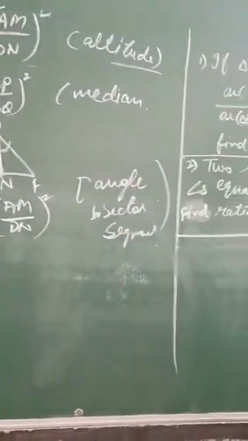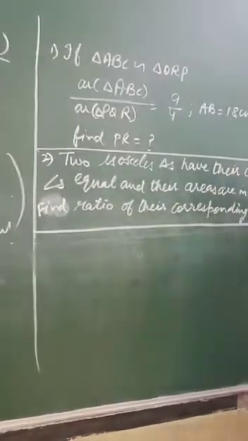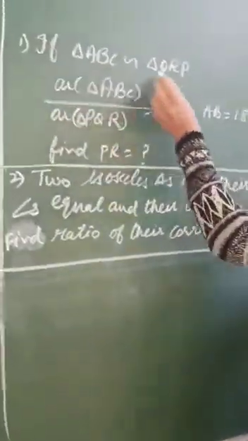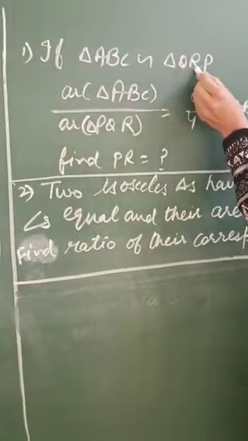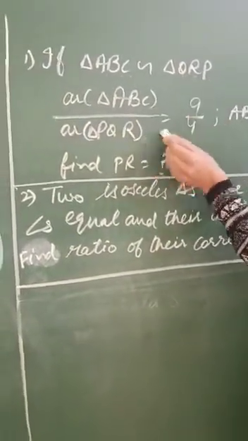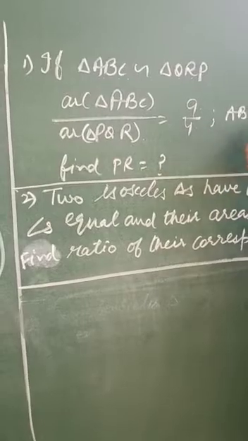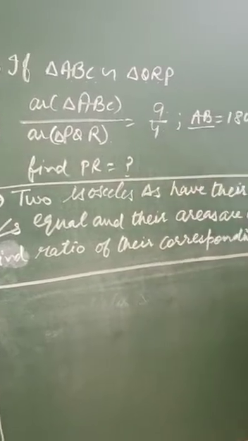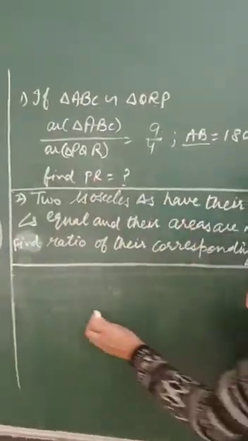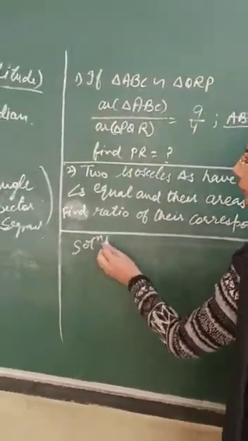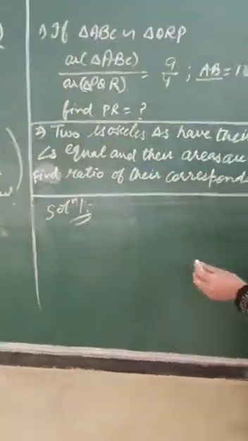Now here I have written some questions. As the first question I have written here: if the two triangles are similar, as in triangle ABC is similar to QRP, then the ratio of the areas is already given as 9/4, and two of the sides of triangle ABC are given. Now they are asking us to find the PR length. So we can see here the solution of the first question I am doing.